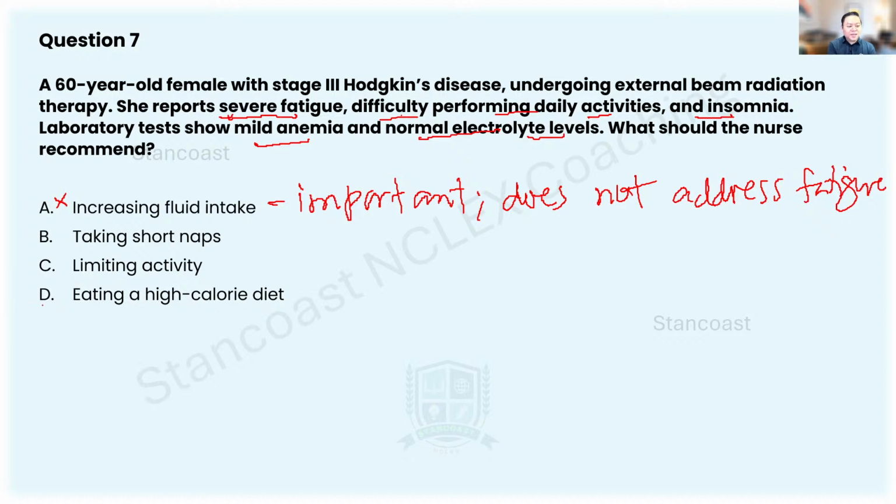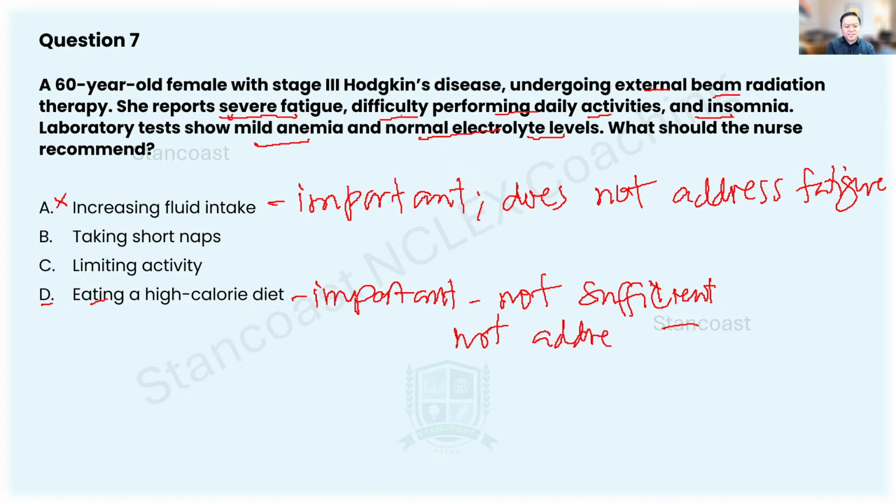What about letter D? Let me try answering the extremes first here. Eating a high-calorie diet. What do you think about that? A high-calorie diet is very important, but do you think this can really manage the excessive fatigue? The patient is getting external beam radiation therapy, guys. With stage 3, it's not going to be sufficient, or it will not really address the fatigue.